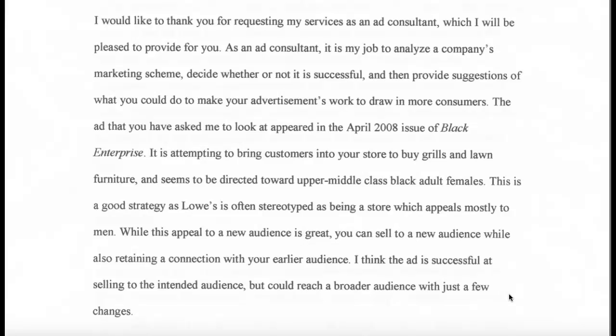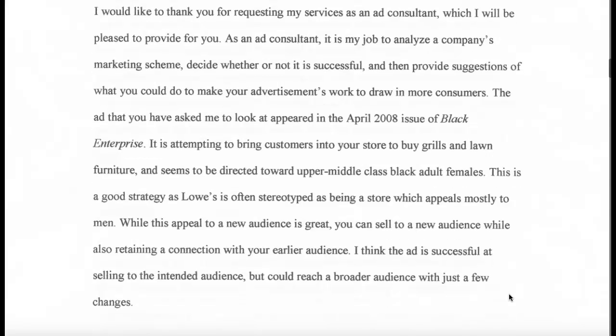So the things you should answer in your thesis statement: Is the ad successful? What will you be suggesting for changes? Are you going to be suggesting a new audience, or are you going to suggest that they change the ad to fix it for the current audience?